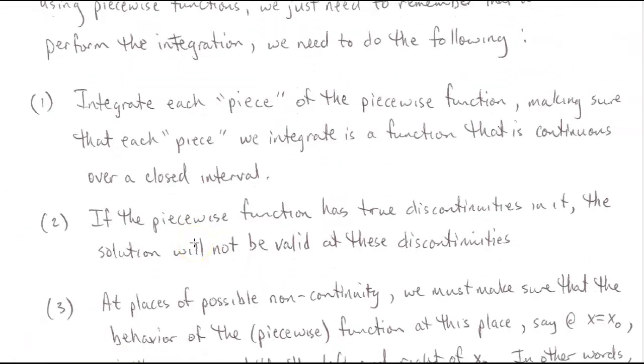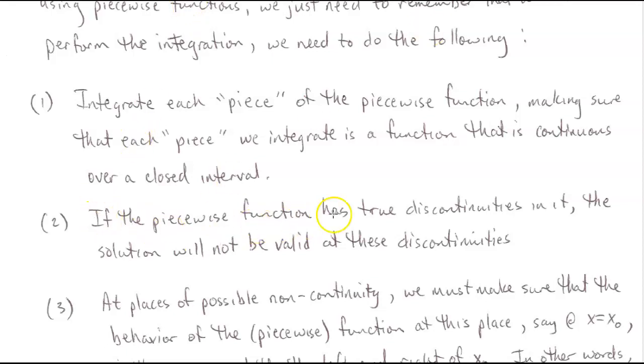1, we need to integrate each piece of the piecewise function, making sure that each piece that we integrate is a function that is continuous over a closed interval. Okay. And so the reason I'm suggesting this is because in order for you to integrate a function, period, you have to have a continuous function over a closed interval to be able to do normal integration. Okay.